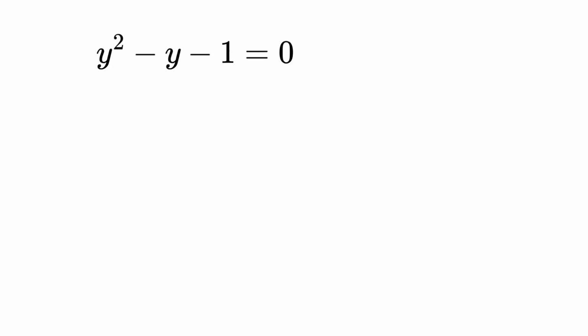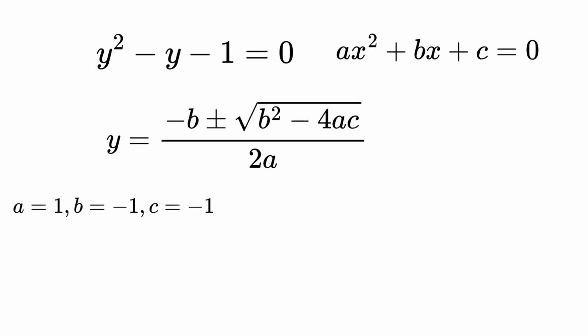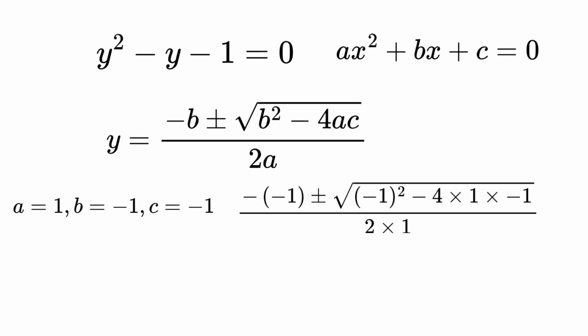Now the roots of the quadratic equation are (-b ± √(b^2 - 4ac))/2a. The equation is in the form of ax^2 + bx + c = 0. Now compare the values, then we get a = 1, b = -1 and c = -1. Now substitute the values. Now we get (-(-1) ± √((-1)^2 - 4·1·(-1)))/(2·1).